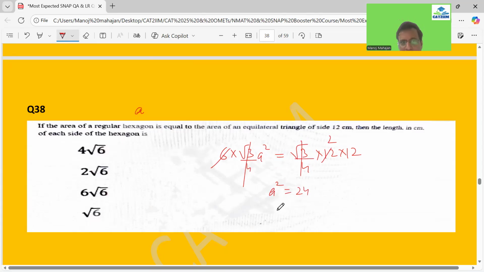So you can even expect a direct question also in the SNAP paper. And what happens is, while teaching CAT, you always feel like saying CAT and then you have to stop yourself and say SNAP. So that's the way out, right?